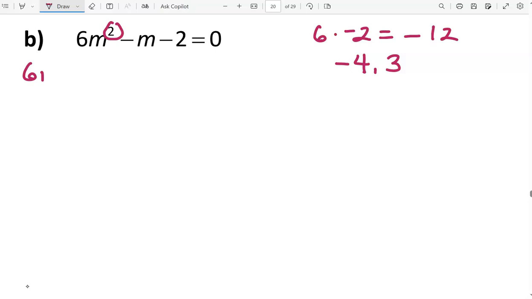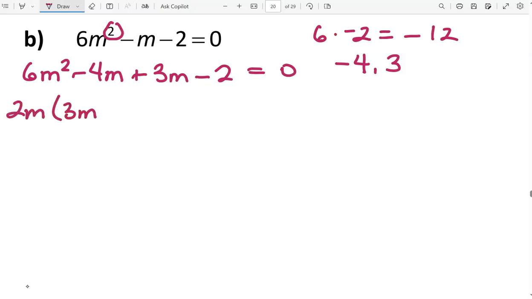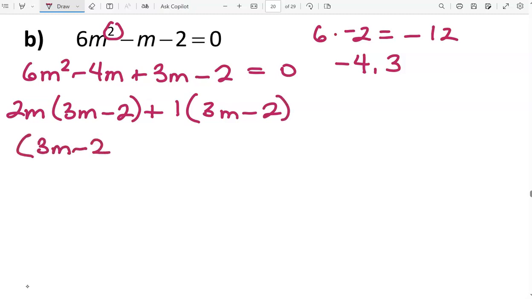So factor by grouping: 6m squared minus 4m plus 3m minus 2 equals 0. And we can factor the first group. 2m is a common factor. That leaves us with 3m minus 2. And in the second group, 1 is the greatest common factor. That also leaves us with 3m minus 2. So our factors are (3m minus 2) times (2m plus 1), which equals 0.